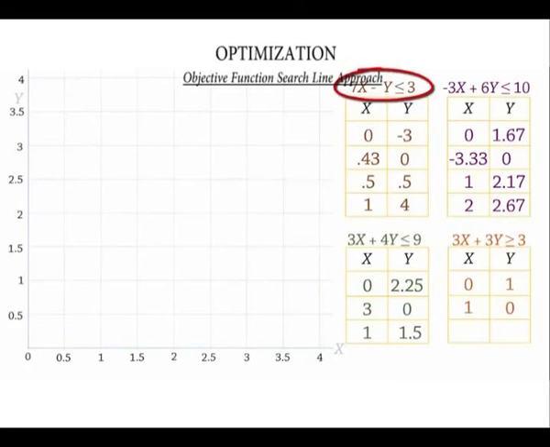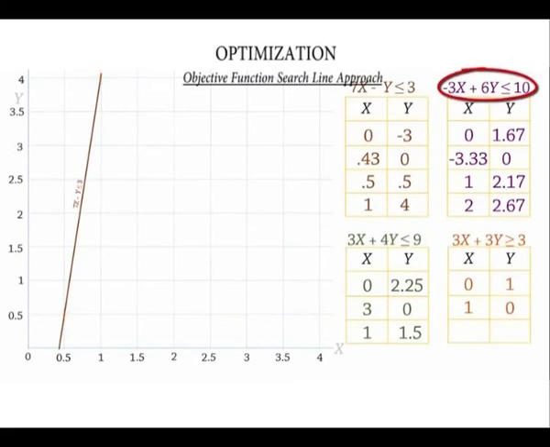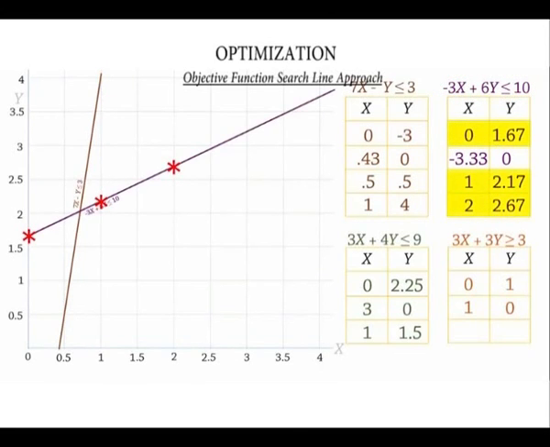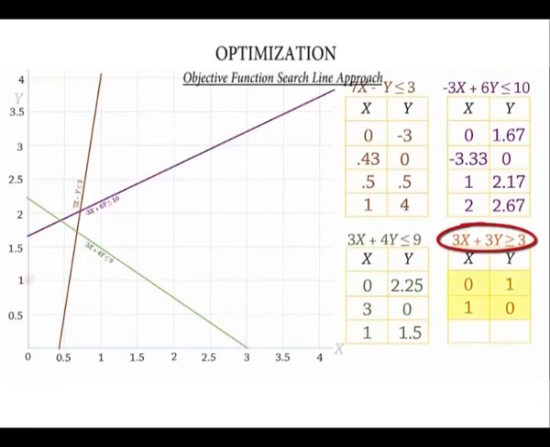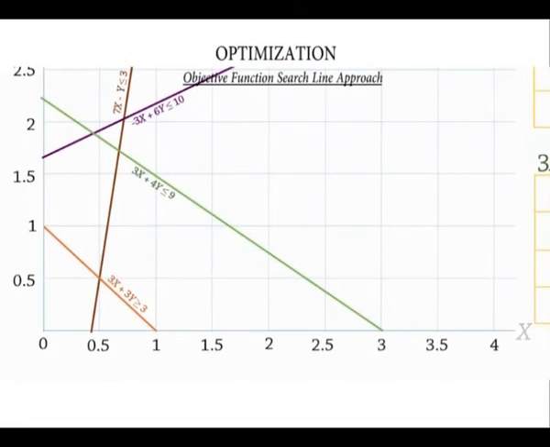For the first constraint, we can just plot the last 2 points, (0.5, 0.5) and (1, 4). That's the line. For the second constraint, we use the first and the last 2 points for accuracy, and that is the line. Third constraint, we use (3, 0) and (1, 1.5), and that's the line. For the last constraint, we have (1, 0) and (0, 1), and that is the line. If you do the test point for each line and shade off the unwanted region, this would be the feasible region.